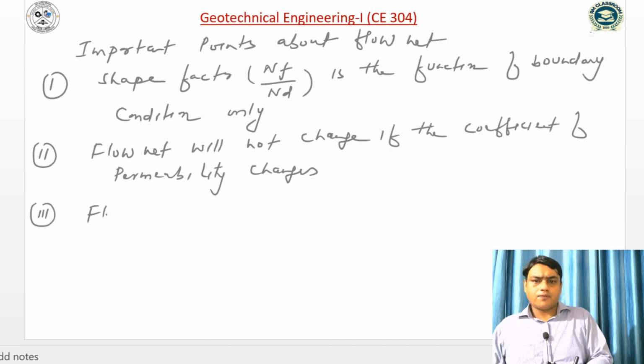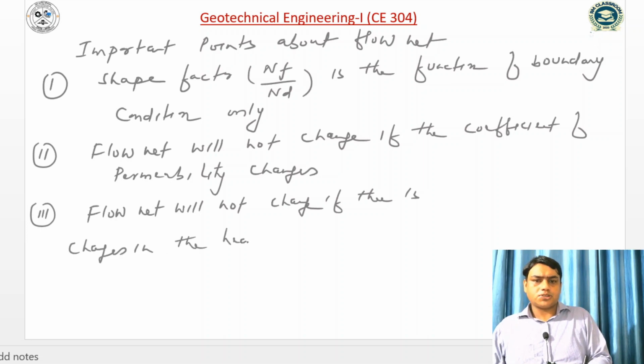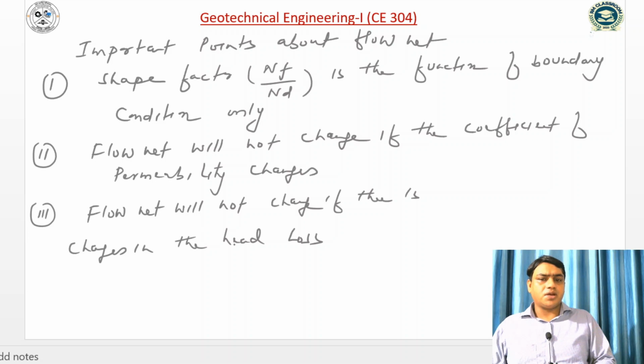Similarly, the flow net will not change if there are changes in the head loss. So these are a few points about flow nets. The shape factor is the only function of boundary condition, and the flow net will not change if the coefficient of permeability changes. Similarly, the flow net will not change if there is a change in the head loss.